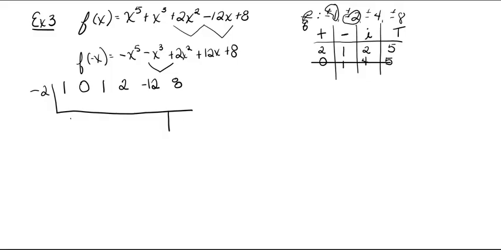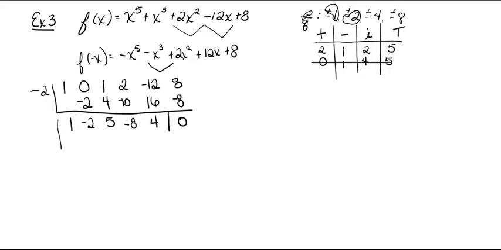So I'm going to bring down my 1. -2 times 1 is -2. 0 plus -2 is -2. -2 times -2 is 4. 1 plus 4 is 5. -2 times 5 is -10. 2 plus -10 is -8. -2 times -8 is +16. -12 plus +16 is 4. -2 times 4 is -8. And I see that my remainder is 0. So -2 is a factor. Excuse me, -2 is a 0. X plus 2 is a factor.